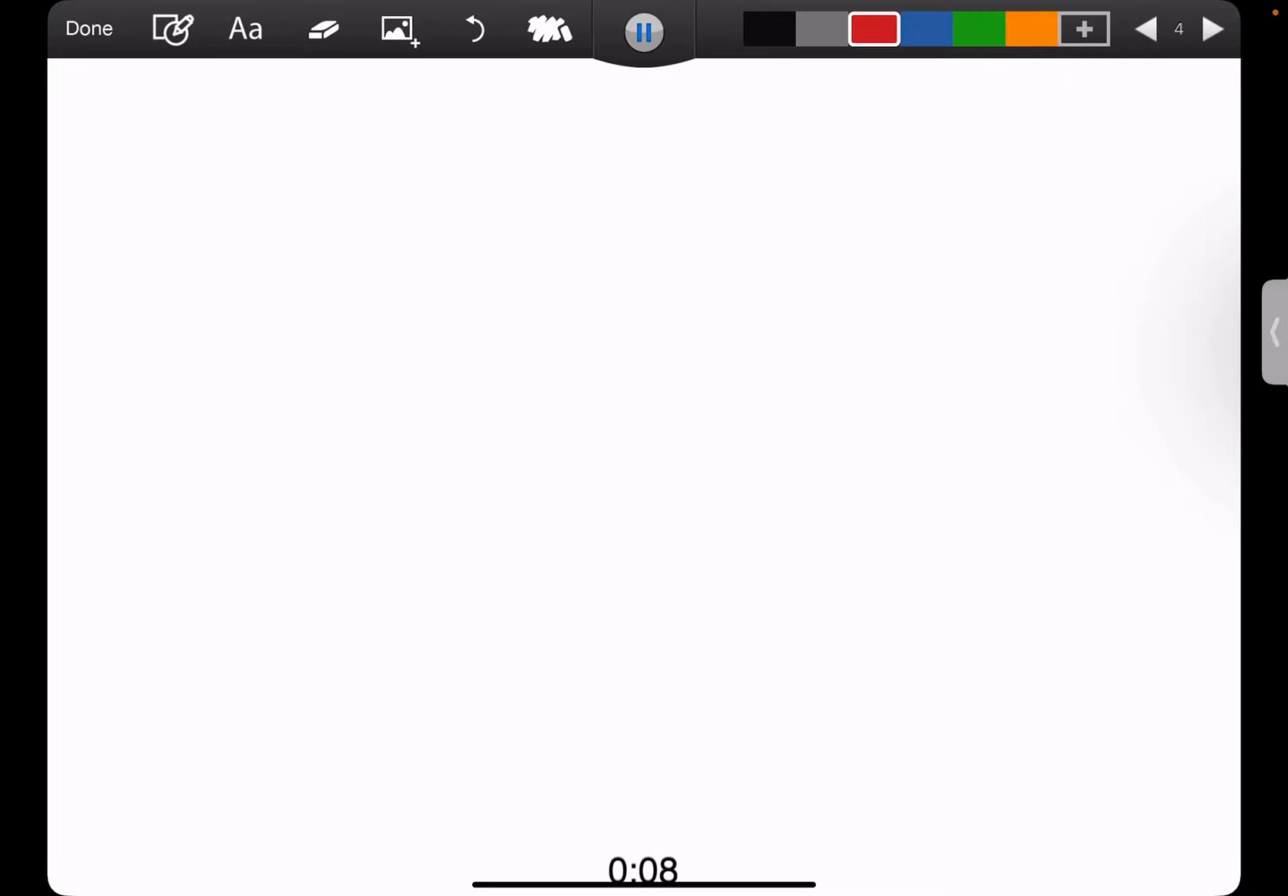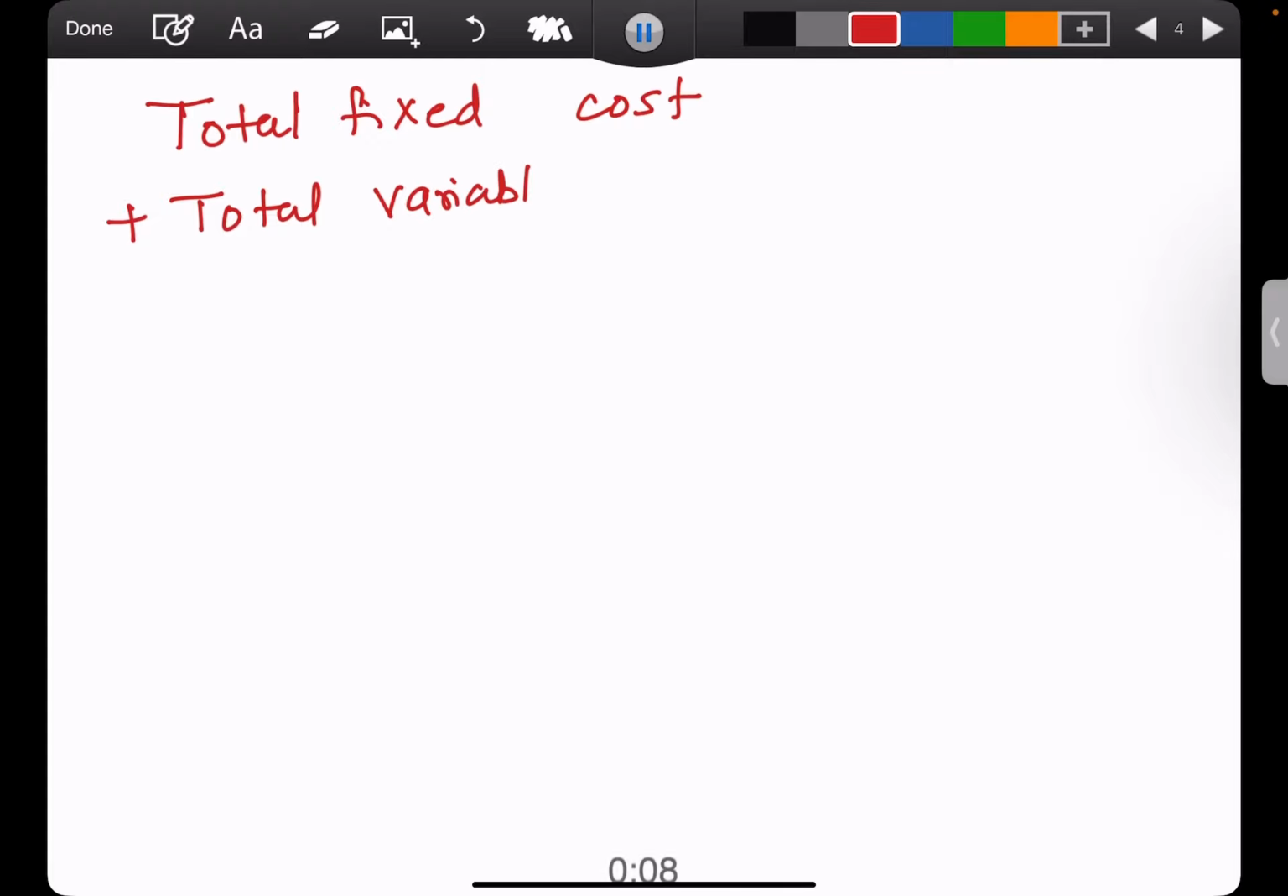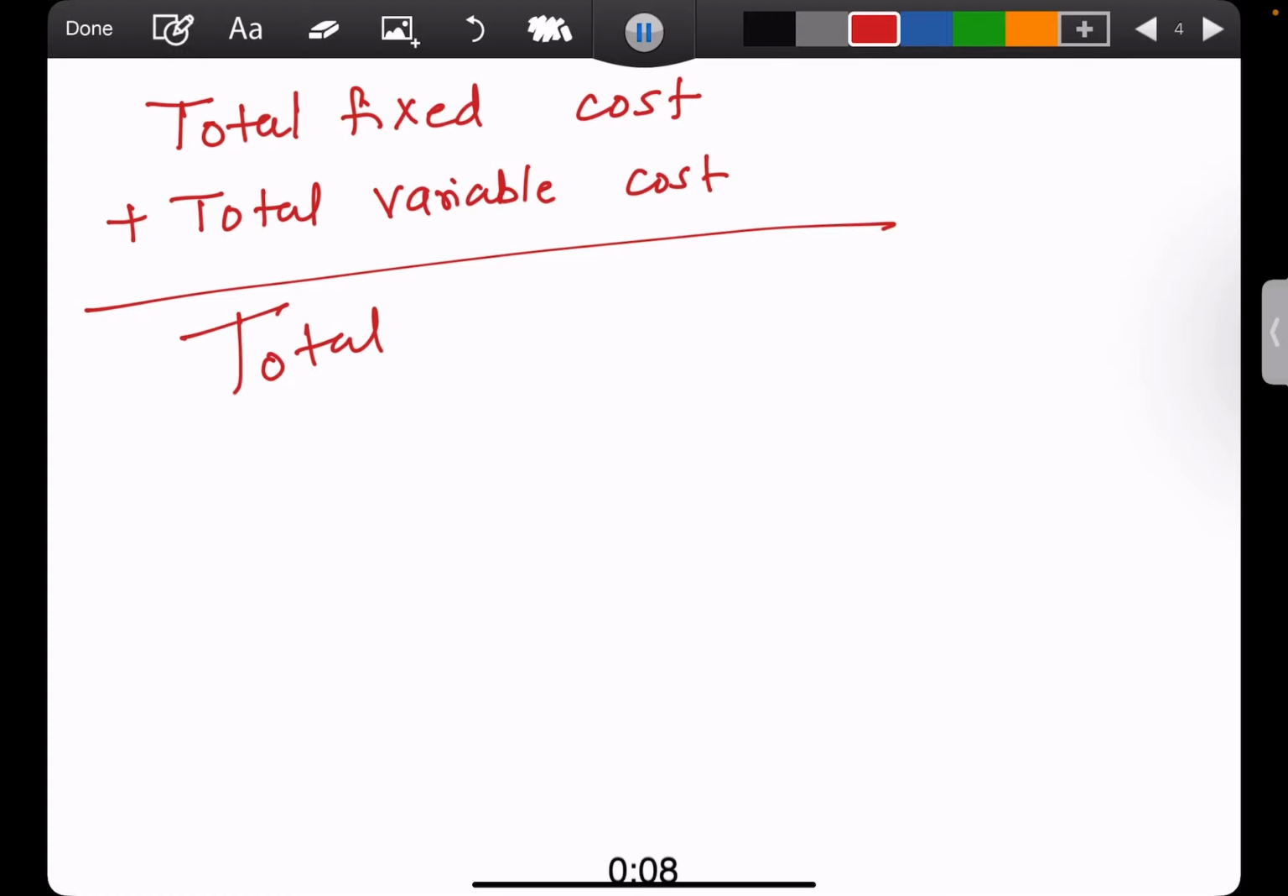Once you calculate the total fixed cost and the total variable cost, you need to add the two. So total fixed cost plus total running cost or variable cost would be the total cost of generating electricity, right?